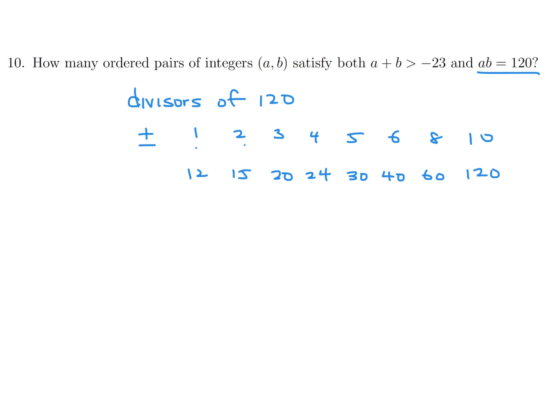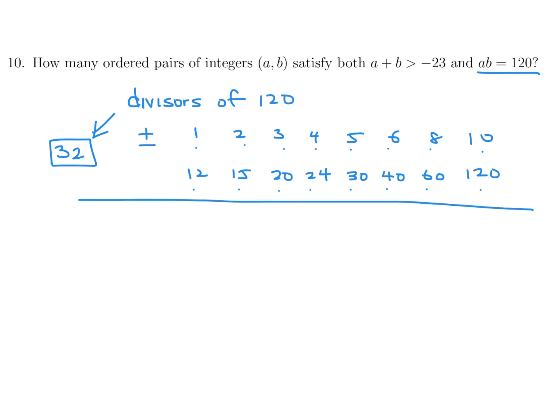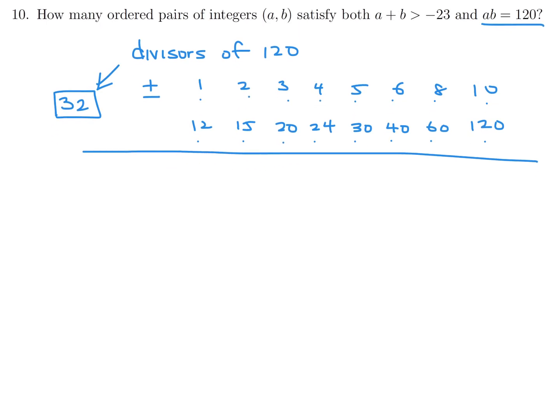So how many are these? 1, 2, 3, 4, 5, 6, 7, 8, 9, 10, 11, 12, 13, 14, 15, 16. And there's plus or minus, so it's a total of 32 divisors. Okay, that's a lot. All right, so again, very similar to the last question, I think we just have to manually crunch these out. But the good news is that this is greater than minus 23, right?